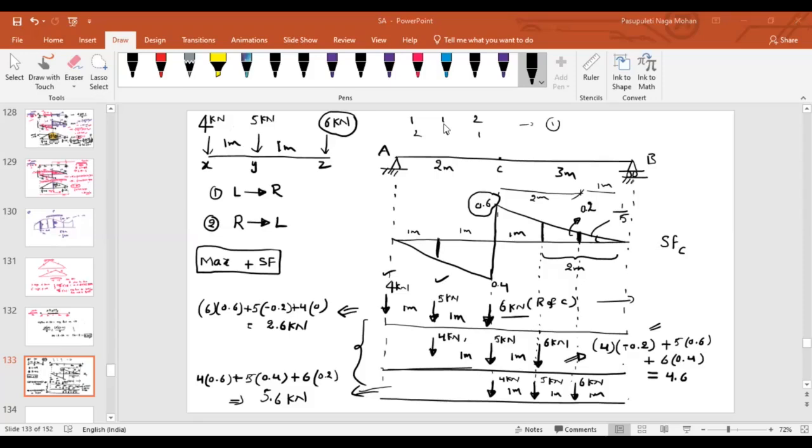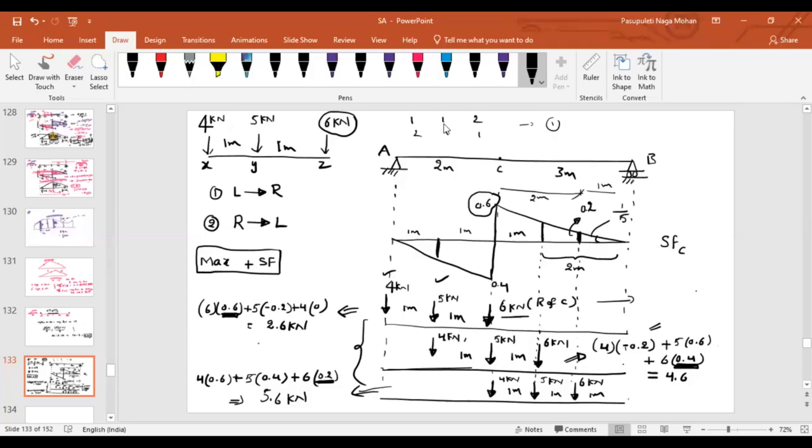Now, one question I will ask you. In the first case, what is the ordinate of the maximum load? 0.6. In the second case, what is the ordinate of the maximum load? 0.4. In the third case, what is the ordinate of the maximum load? 0.2, sir. That means what is happening? The ordinate is decreasing. Similarly, the contribution is also decreasing, isn't it?